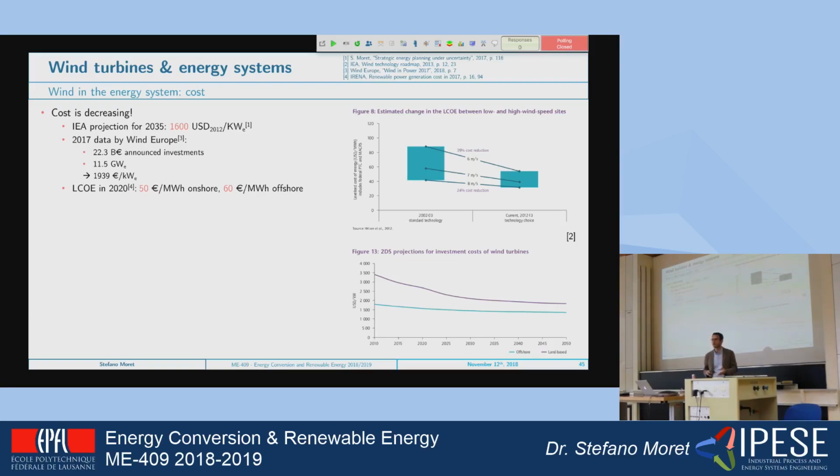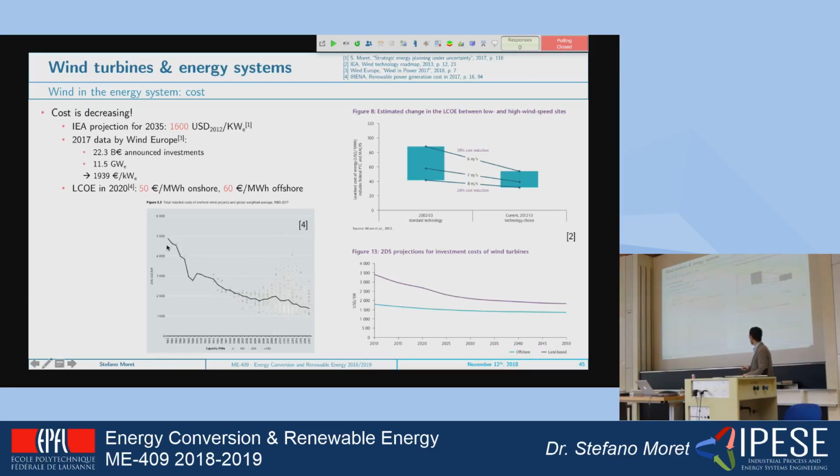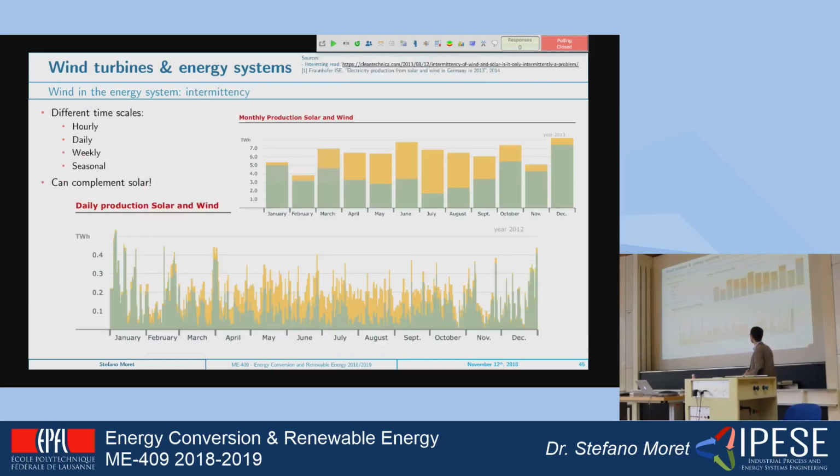So wind is very competitive already today without any financial incentive for electricity production. And you see from this curve here how the capital cost has decreased in the last 20–30 years. As with solar, it's heavily decreasing and it's already quite competitive.